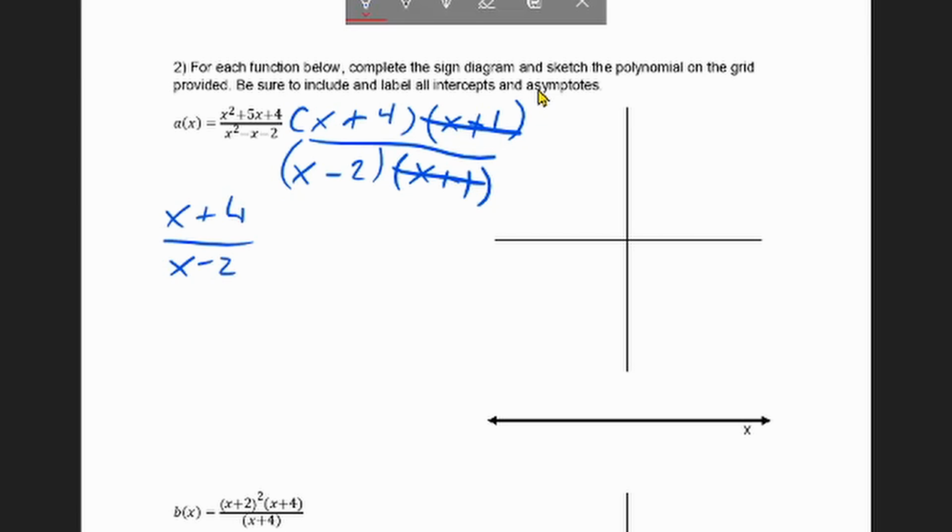So first thing we can do is we can see that there's going to be an asymptote at x equals 2, since if we plug in 2 in the denominator, that will equal 0, and so we can mark our asymptote here. Next we can find where the equation will equal 0, and that's wherever the numerator equals 0, so x plus 4. So at x equals -4, the numerator will equal 0, so we can plot that on our number line. It's -4, and we can also make a point here at -4, 0.